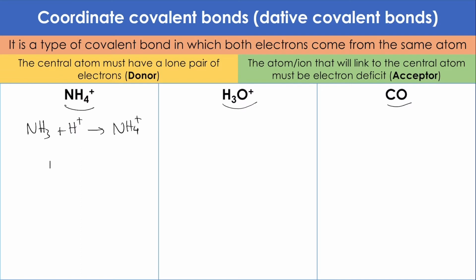So what is happening? We have nitrogen, which is linked to 3 hydrogens. When nitrogen is linked to 3 hydrogens to make ammonia, it has a lone pair. This lone pair could be donated to a hydrogen ion, because the hydrogen ion here is electron deficient. So the nitrogen is acting as a donor, while the hydrogen ion is acting as an acceptor.